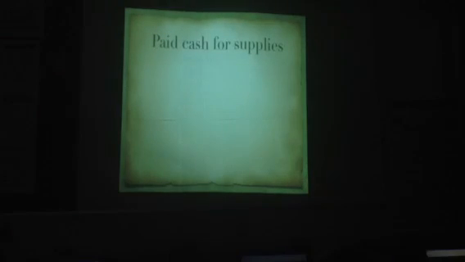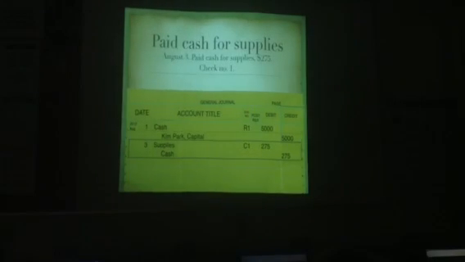Paid cash for supplies. If we paid cash for supplies, $275 with check number 1, we're going to put a new transaction in here. And you'll notice, once you have already put the year and the month in, you do not need to do that for every transaction. You just have to put the day.